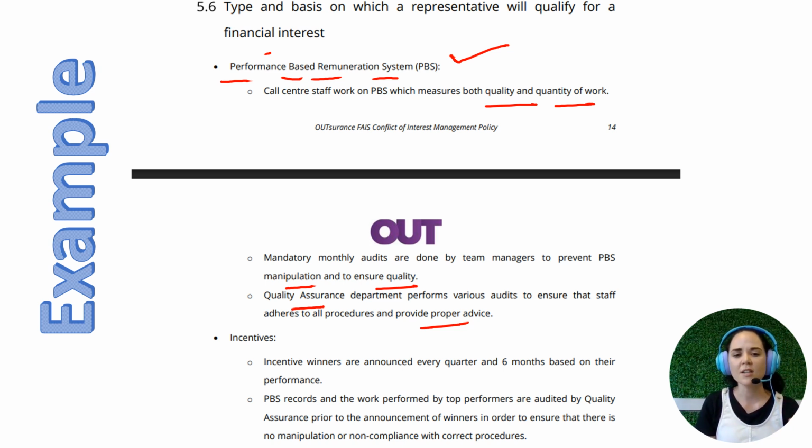Right. It continues. They also say that they've got another place where there can be conflict of interest, which is where they provide incentives. What happens is incentive winners are announced every quarter and every 6 months based on their performance. Now, the performance-based structure records and the work performed by top performers are audited by the Quality Assurance Department once again to make sure that both quality and quantity are taken into consideration and not just quantity.